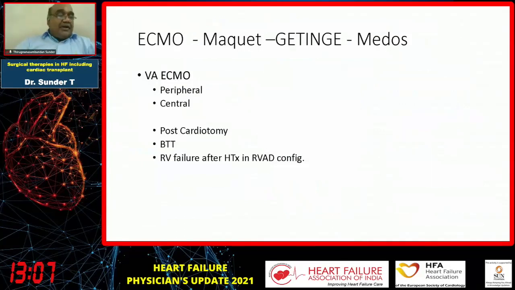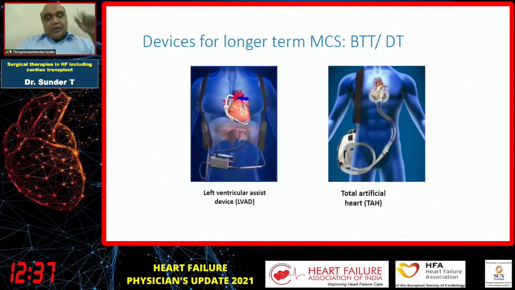ECMO has now become a household name following the coronavirus pandemic, where it is used for lung support. What most people also don't realize is it can be used for heart support as well. It can be veno-arterial, providing heart support, or veno-venous, providing just lung support. It can be used after cardiac surgery when the heart doesn't come off bypass. It can be used as a BTT, which is a bridge to transplantation, or for right ventricular failure after heart transplantation.